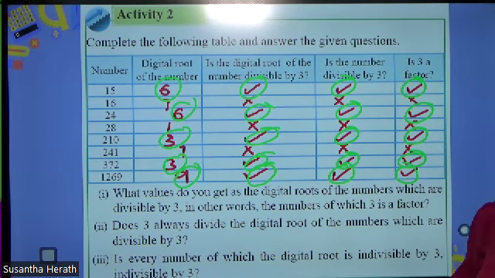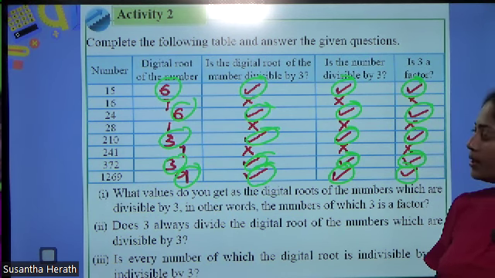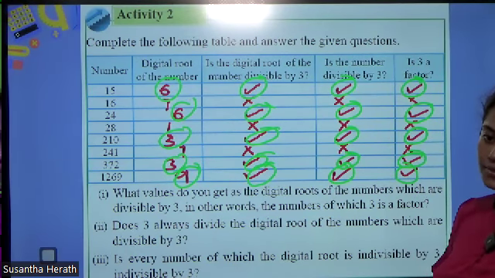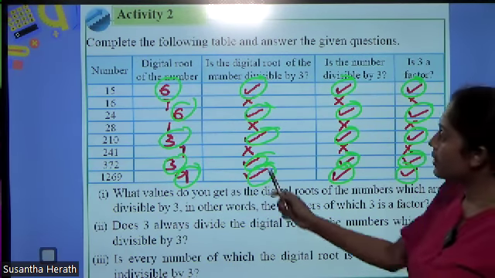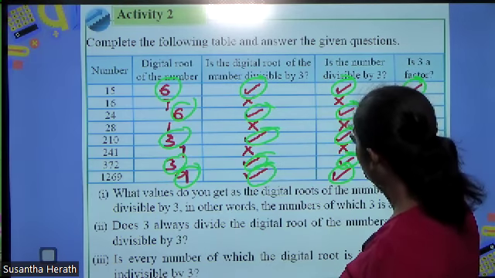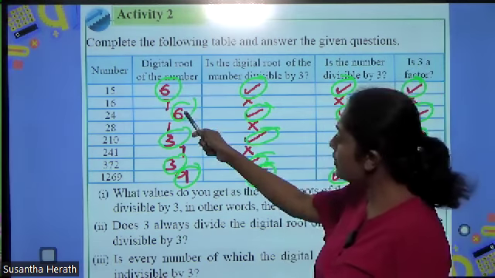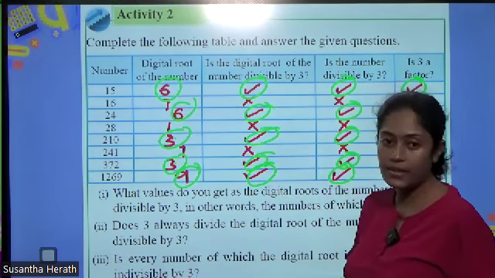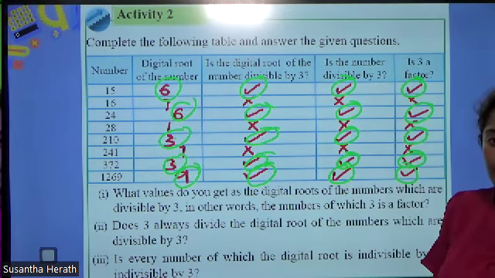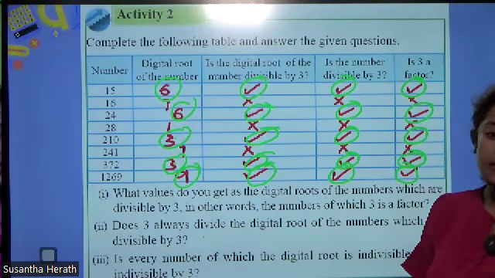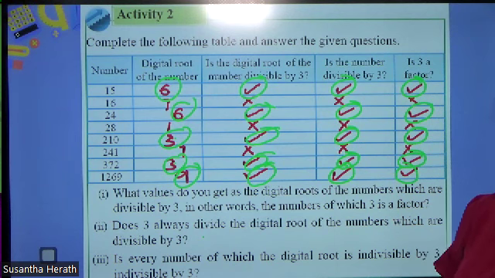Does 3 always divide the digital root of the numbers which are divisible by 3? Here, you identify these are the numbers which are divisible by 3, right? So, these are the digital roots of those numbers. Are those divisible by 3? Yes. Then the answer is yes.